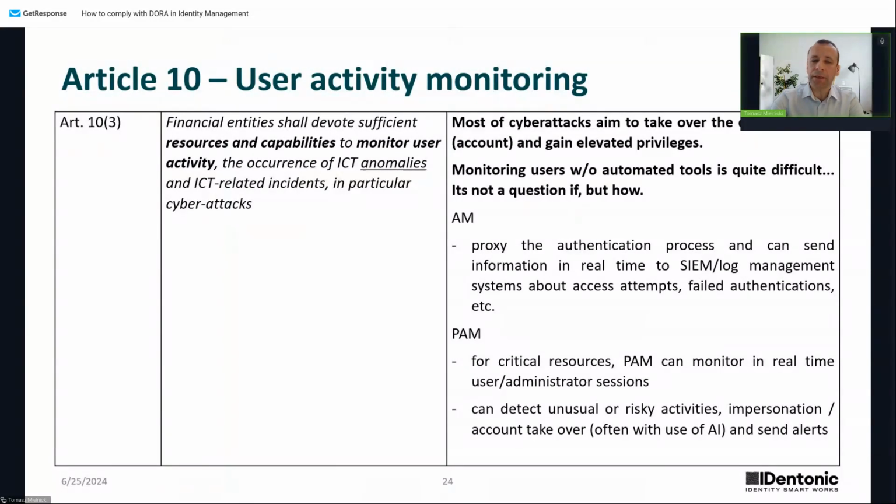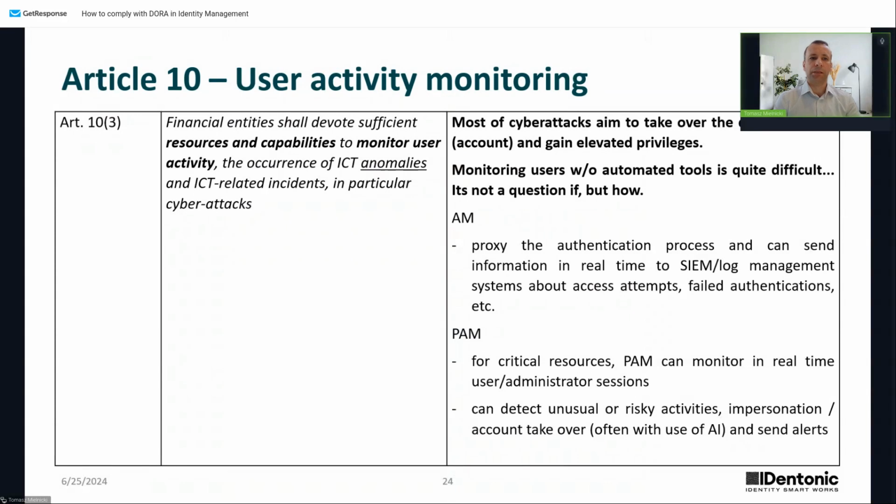Then Article 10 instead speaks about user activity monitoring. If you read this one, it's very generic. It speaks about the occurrence of ICT anomalies, ICT-related incidents, in particular cyber attacks. Nothing about digital identity, but if you know the types of attacks, most of them actually refer to digital identity. It's about taking over a digital identity and/or gaining elevated privileges. So you take over the account, you get privileges like root or administrative privileges to do some harmful things, to do some ransomware attacks and so forth.